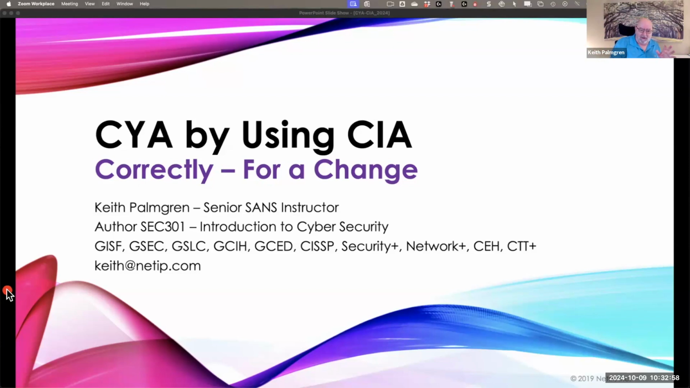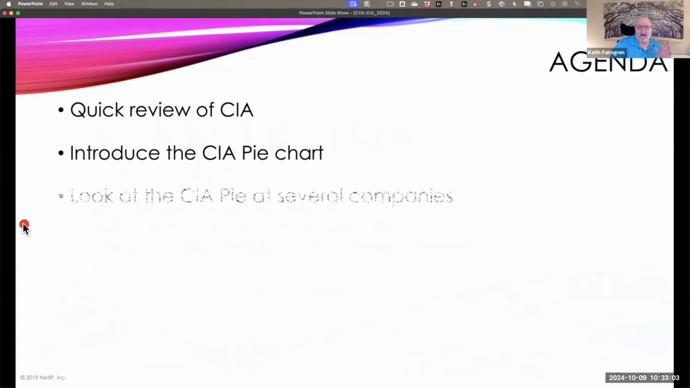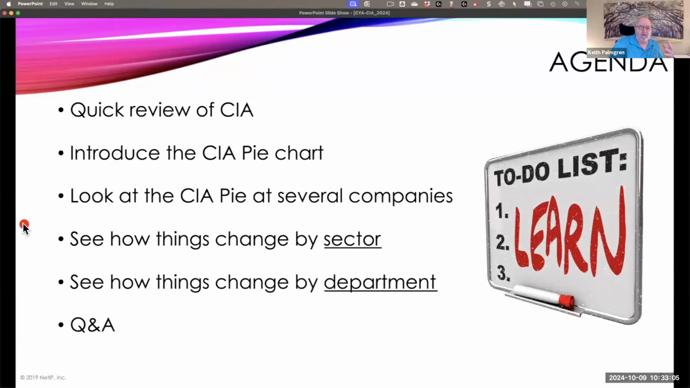Okay, let's go ahead and get in. Our agenda for today is a quick review of what the CIA is all about, for anybody who may have forgotten or is unaware. Then I'll introduce something I want to use, kind of an expedient, called the pie chart. We'll look at several examples from various companies, and then see how it looks by sector, by department within companies, et cetera. And then hopefully, if we have enough time, we'll get into a little bit of Q&A toward the end.